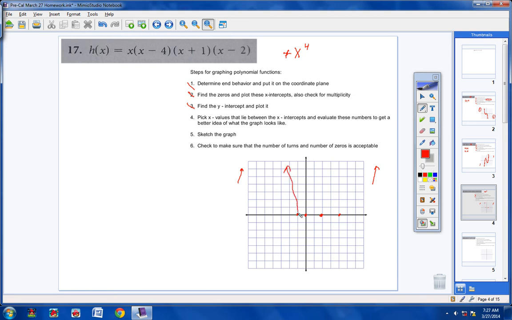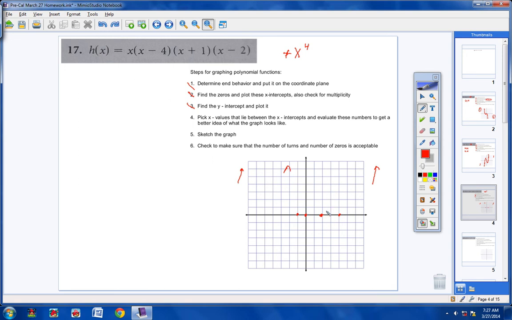It's going to hit here, come back up, hit here, come down, hit here, and then come back up. Now that looks pretty good because they're both going up to the left and up to the right. I used all 4 zeros. I have 3 turns, and the most I could take was 3. 4 minus 1 is 3. My degree is 4.